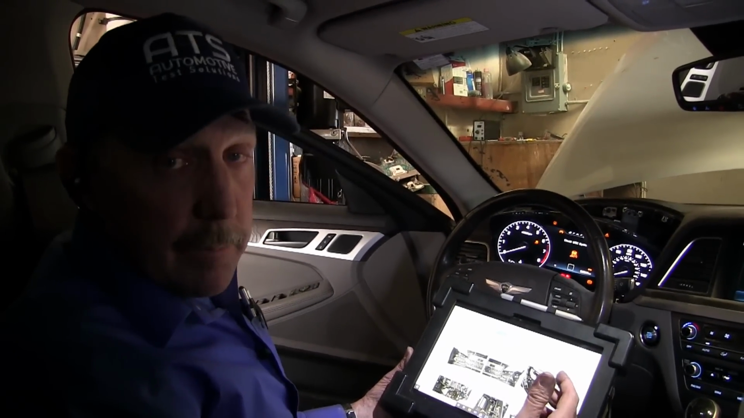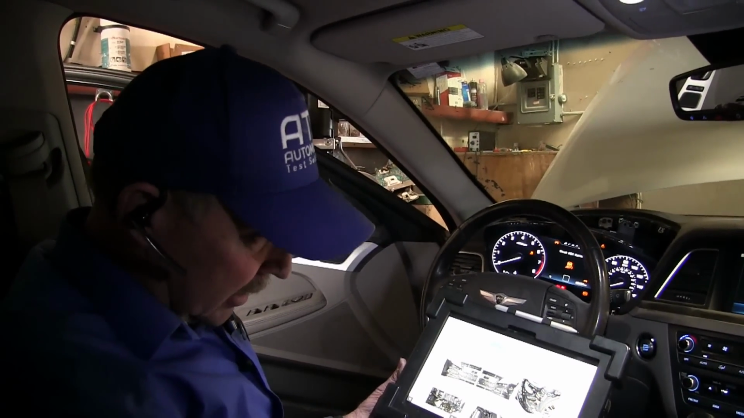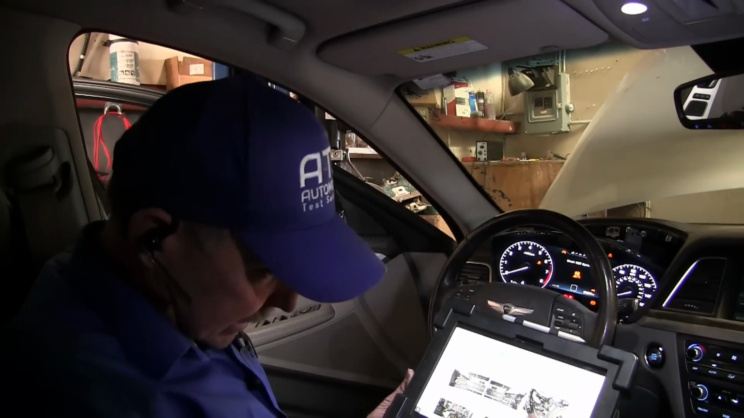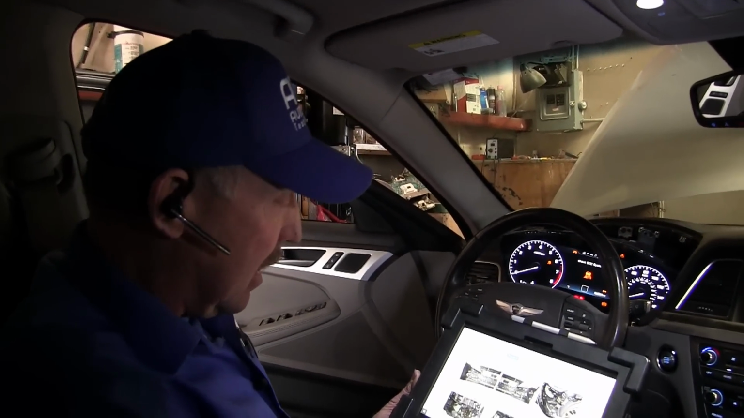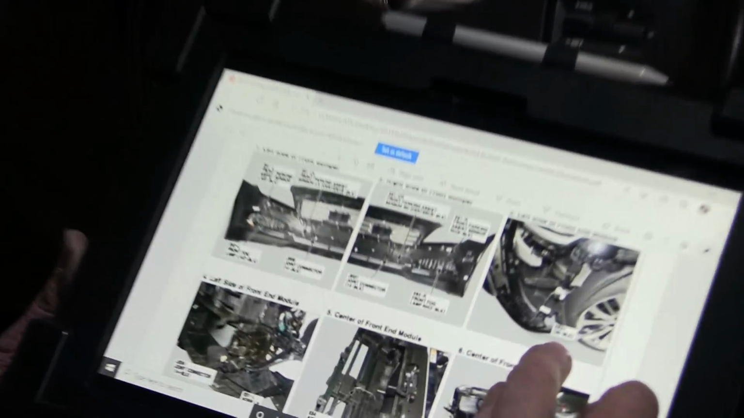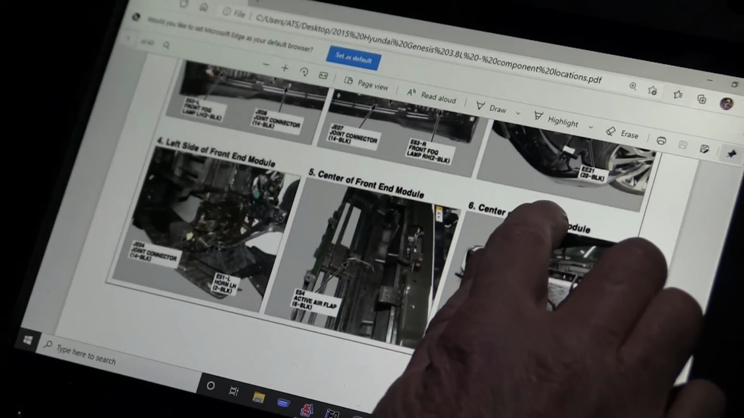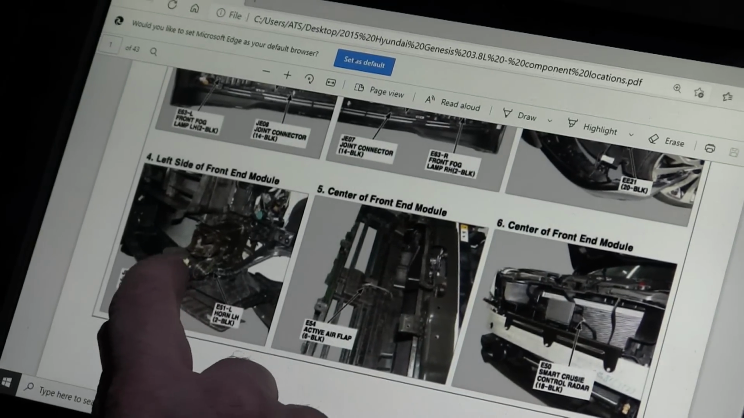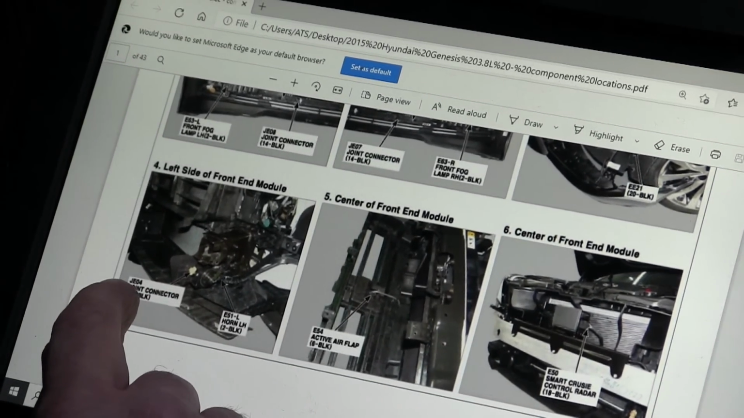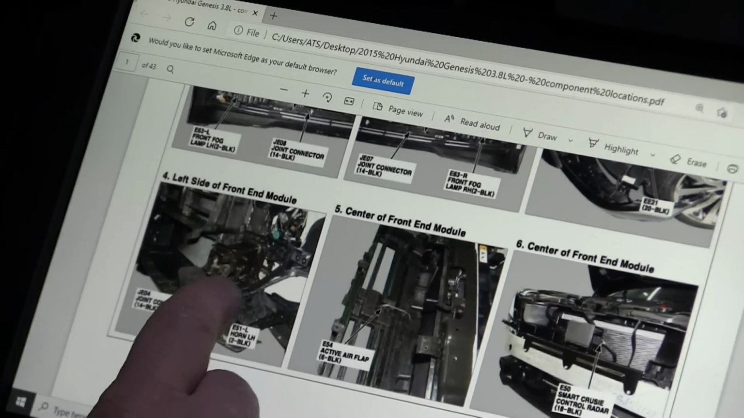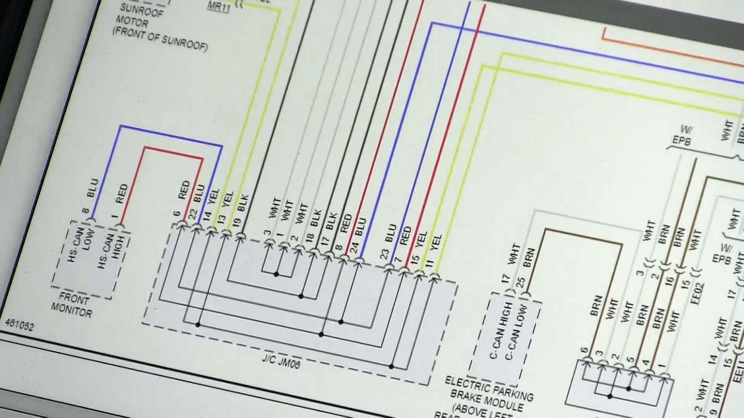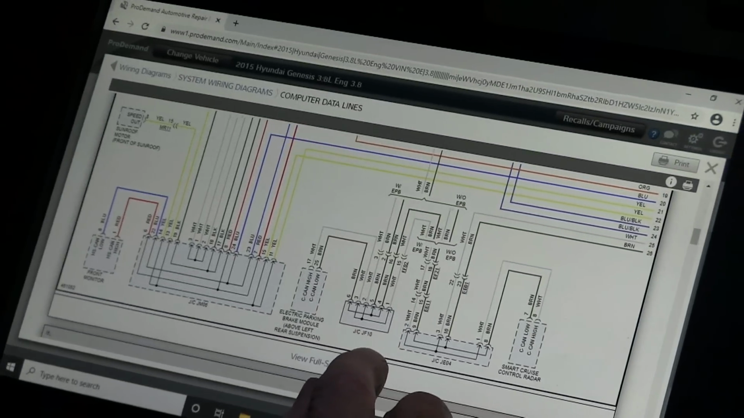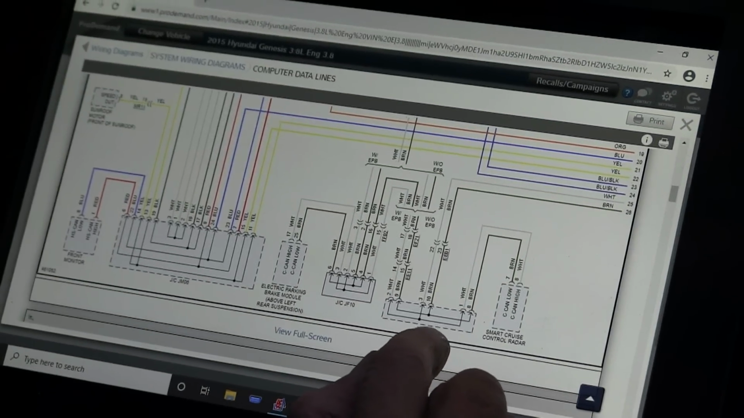So what I ended up doing is I sent an email into Mitchell, they sent me back the diagrams of all kinds of connectors, 12 pages worth. But I can see the connectors that we're needing to work with. And right here we have this connector, and this is the JE04 connector, and we can see the horn right here, and that connector is right here. Now that connector is this one right here, the JE04 connector. So I know where that one is now.